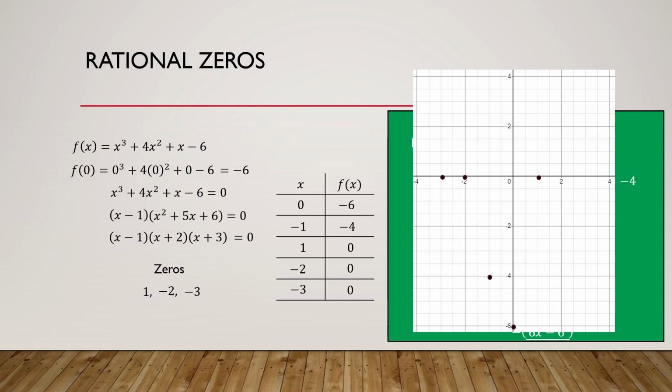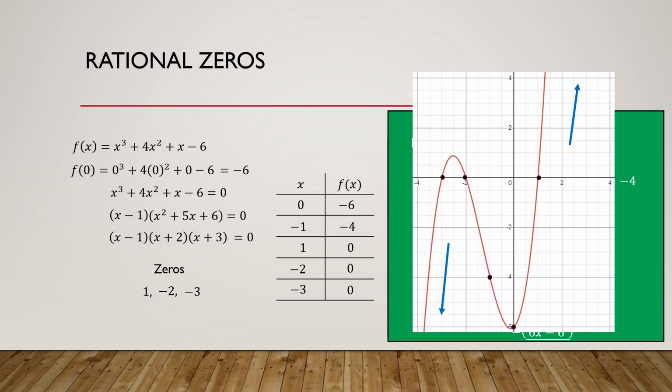Since this function has a leading term with an odd exponent and a positive coefficient, we expect the function to go to positive infinity with increasing positive x's and negative infinity with increasing negative x's. This, combined with the 5 points, allows us to sketch the graph with some degree of accuracy.